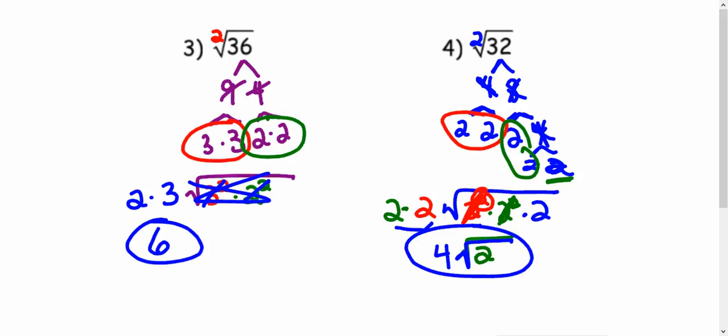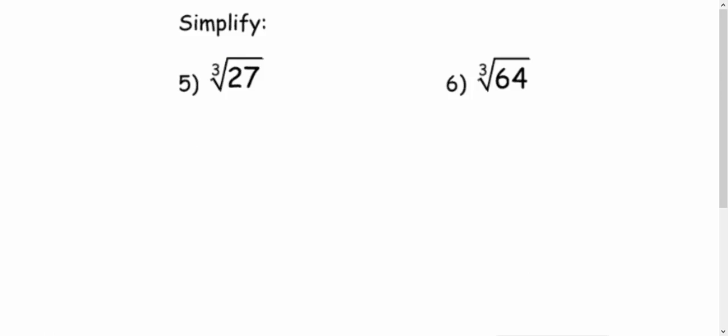Let's look at some problems that have an index other than 2. For example, in problem number 5, what is my index? This time my index is 3. Now the process is all the same. So I'm still going to break 27 down to its prime factors. So 27 is 3 times 9, and 9 is 3 times 3.